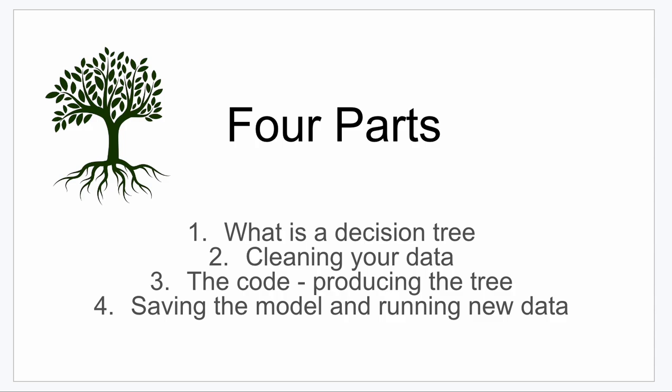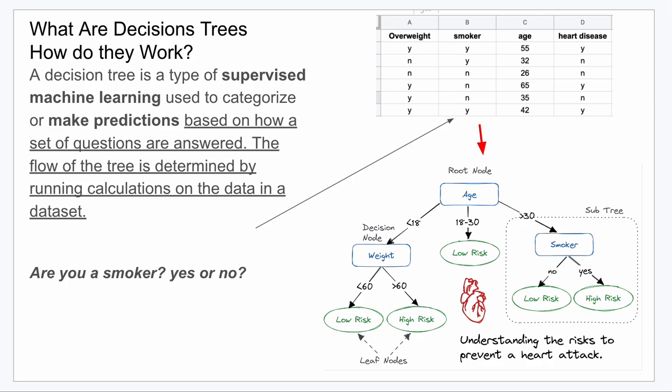Part two, I'm going to talk about the data, how you get it ready to use to create the decision tree. And then in part three, I'm going to talk about the code, actually producing the tree with Python. And then in four, we're going to look at how you can use the model that you created and run some data against it. All right, and so let's get into it. What is a decision tree and how does it work?